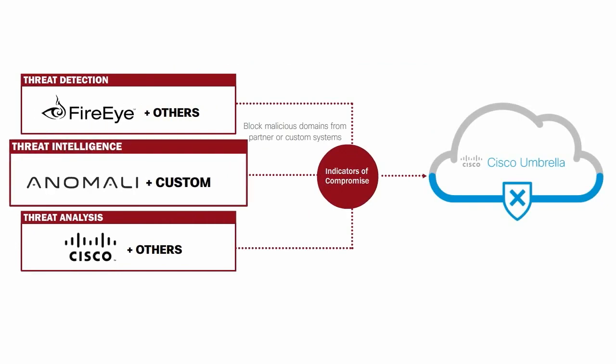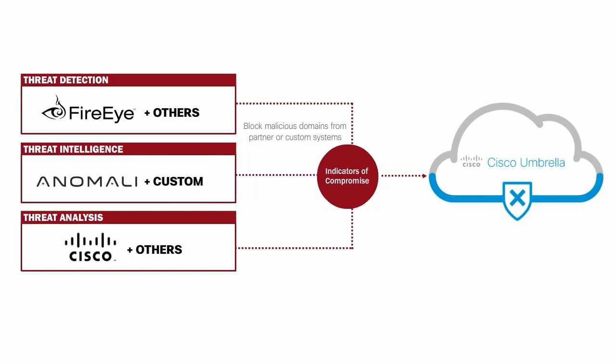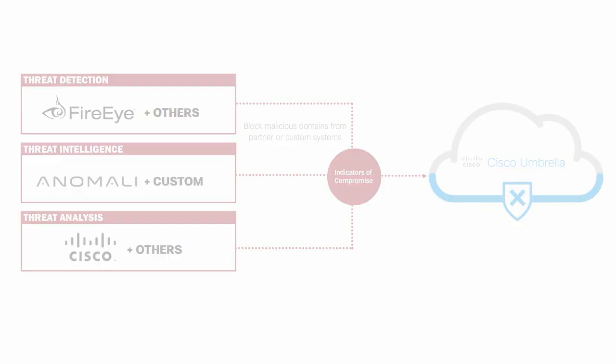Umbrella can also integrate with threat intelligence platforms. You can think of them like databases that capture and correlate all of the customer's sources of threat intelligence, including vendors like Anomali. This intel can be sent to Umbrella so that customers can act on these indicators of compromise. Cisco AMP Threat Grid is another example. Malicious domains uncovered by Threat Grid can be sent to Umbrella for enforcement.